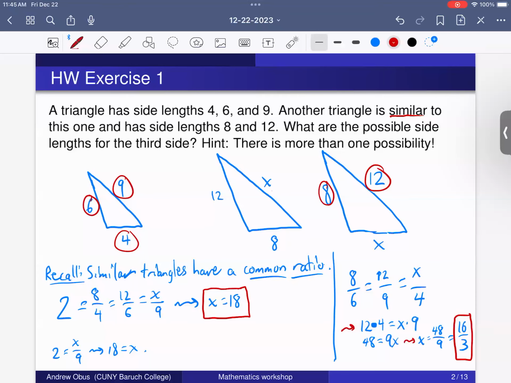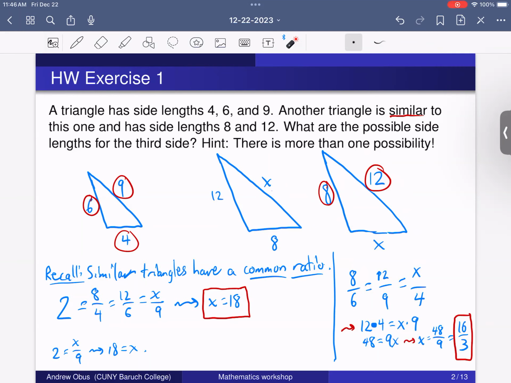So there's two possible answers over here. You can get x equals 18 if you label the triangle this way, or you can get x equals 16 over 3 if you label the triangle this way, right? And in both cases, you have similar triangles.